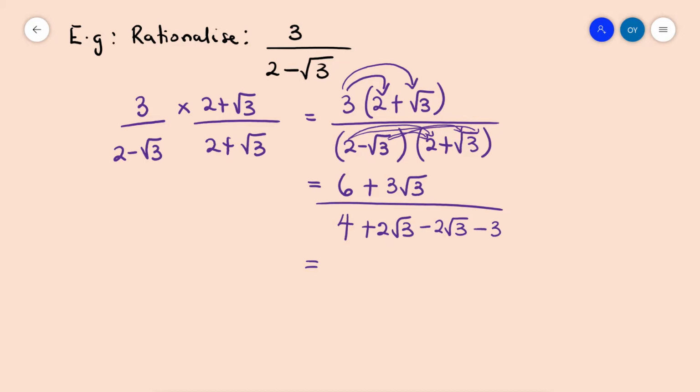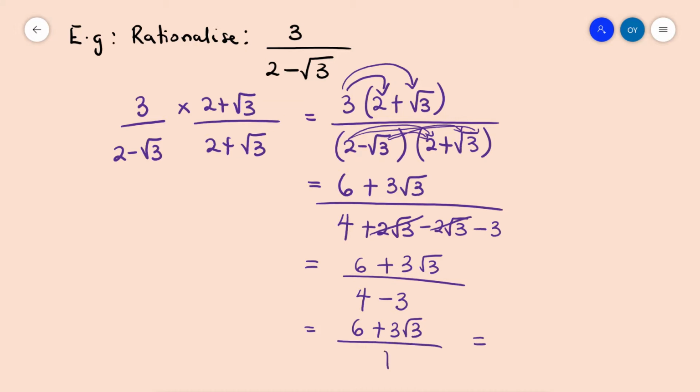So this becomes 6 plus 3 root 3 divided by 4, plus 2 root 3 minus 2 root 3 is 0. So we have 4 minus 3. So this becomes 6 plus 3 root 3 divided by 1, and that is 6 plus 3 root 3. And that's the final answer.